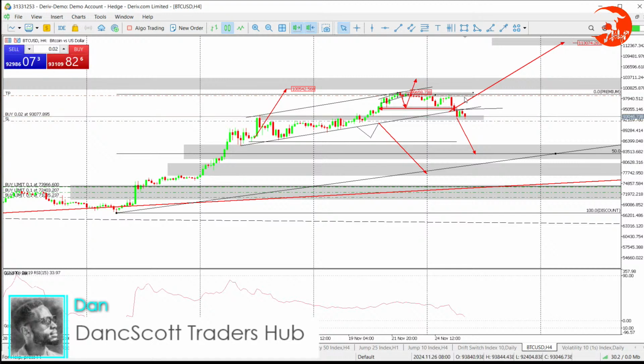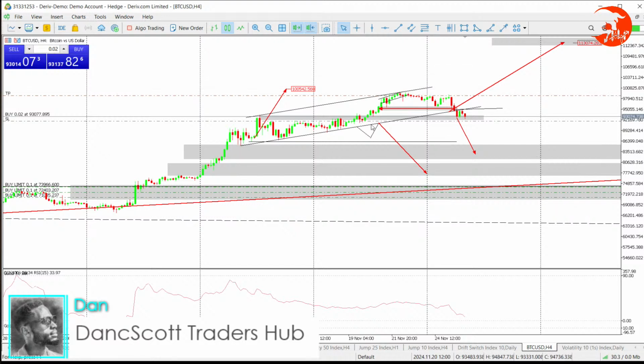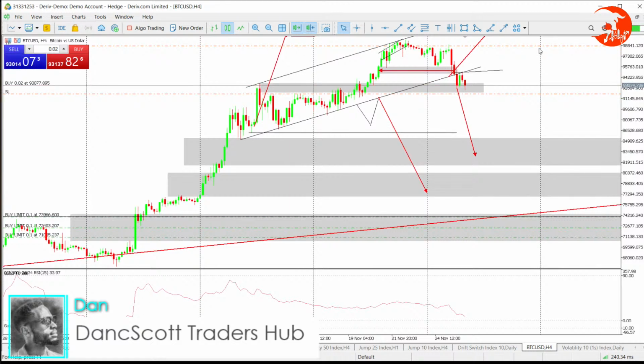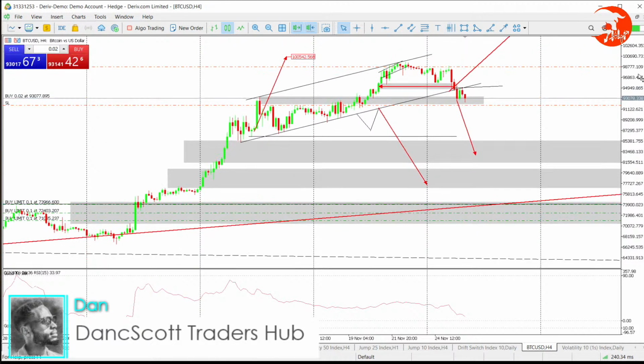So right now I can delete this, I can delete this price label, I can delete this and that. Alright, it's okay. Now my chart is a bit clean.